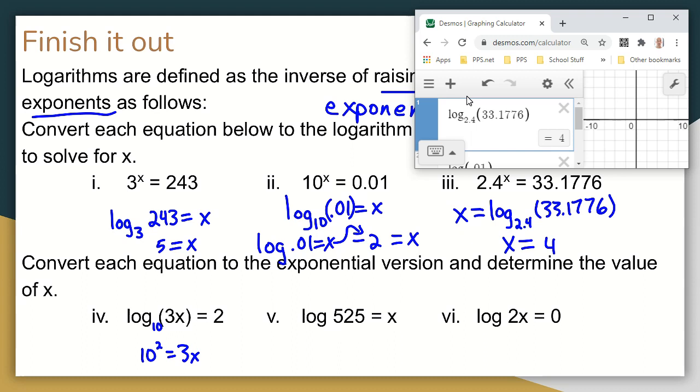Well, I know that this is 100. And to solve for x, I'm going to have to divide by 3. So what I will get is 100 over 3, which is 33 and 1/3, is equal to x. Any questions on that one?